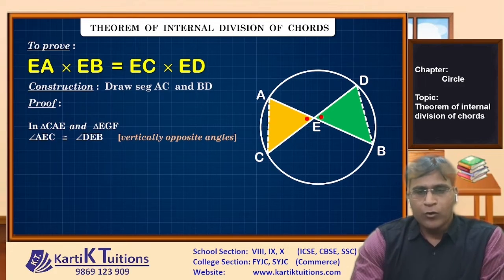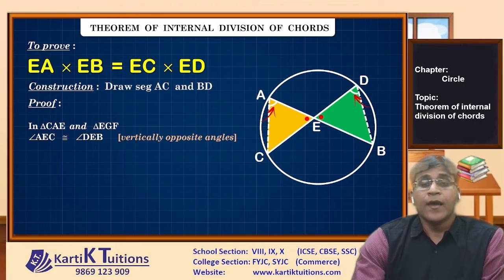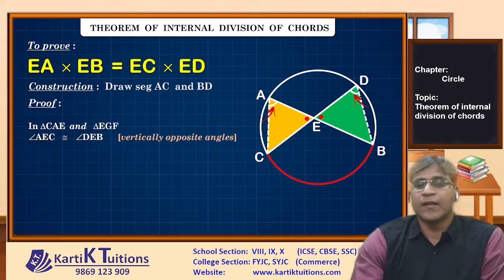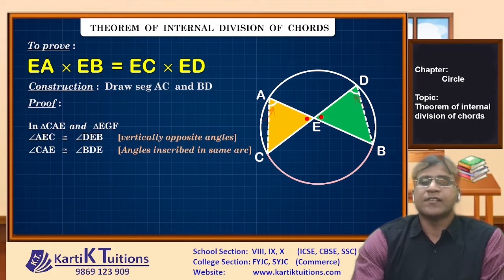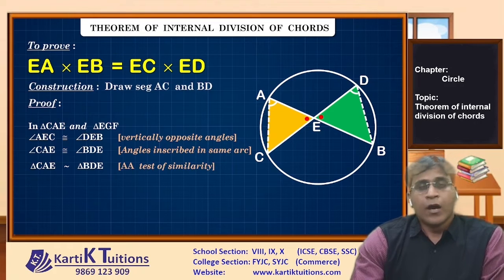In the same way, angle CAE will be congruent to angle BDE. Why? Angles inscribed in the same arc. Both the angles are inscribed angles and they have the same intercepted arc. So the reason is angles inscribed in the same arc. Now both the triangles will become similar by a test of similarity. Whenever the triangles are similar, what do we know about the sides? Sides are in proportion.